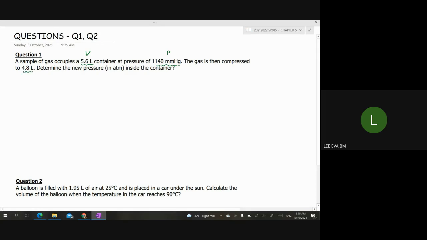So again, what is this variable? Volume. You have two volumes, right? So we need to put down 1 or 2. So this one is our V1, this one is our V2. So determine the new pressure, another pressure. This one is our P2. So interpret the questions first. Determine the new pressure in ATM. This is the requirement of the question, inside the container.